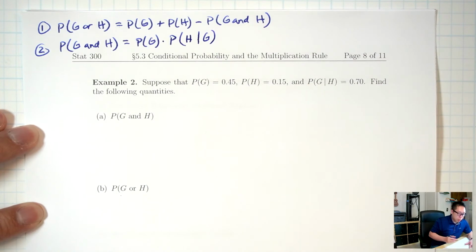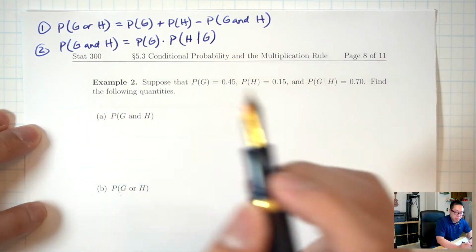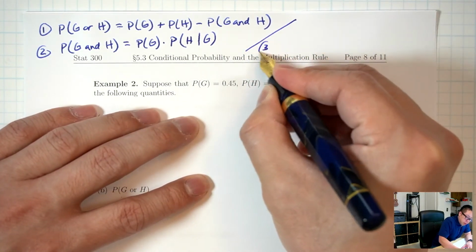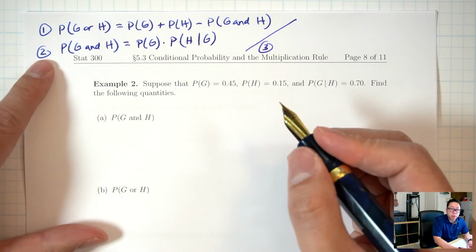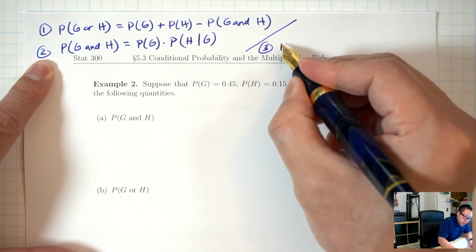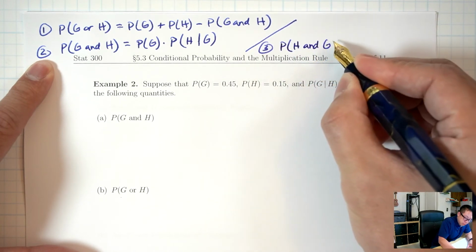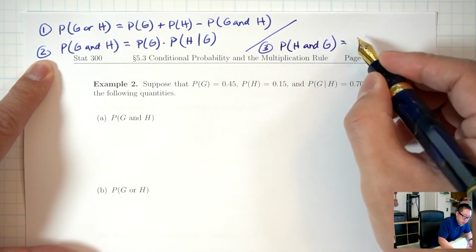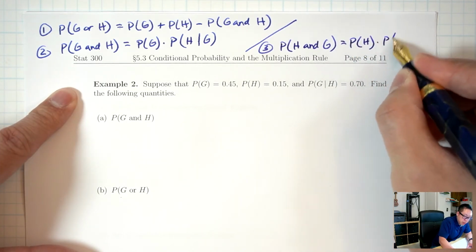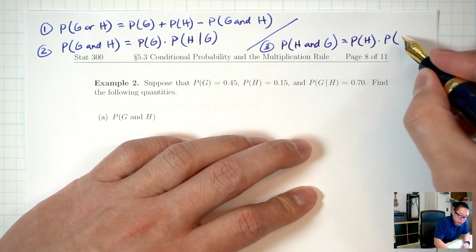So one way that I remember is, I know that it alternates, right? So G, H, G. And then the third one, you get by starting with 2 and then just swapping the letters. So this will say probability of H and G is equal to the probability of H times the probability of, once again, it should alternate. So it's H and then G given H.